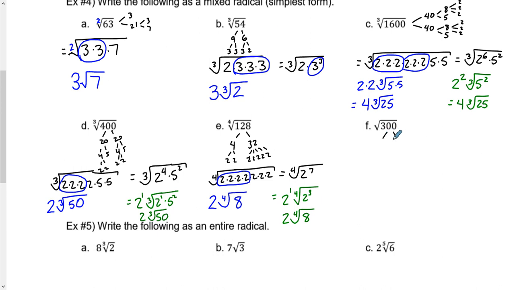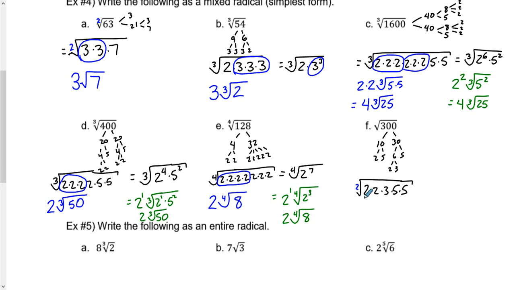And finally, 300. Let's see, I can do 10 and 30. A 10 is a 2 and 5. A 30 is a 6 and 5. 6 is 2 and 3. Well, it means I'm dealing with square root of 2, 2, 3, 5, and 5. Because it's square root, the index is implied to be a 2. So we're looking for a group of 2 identical objects.